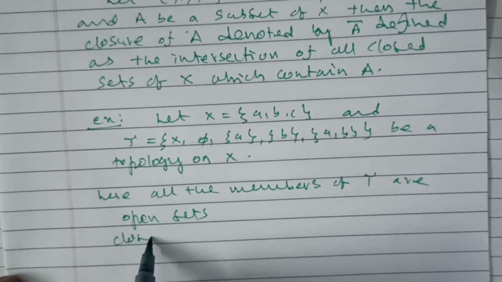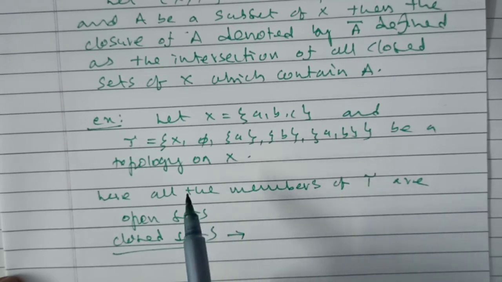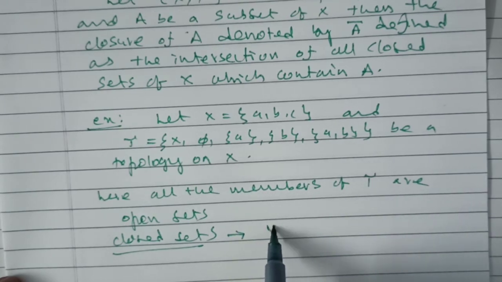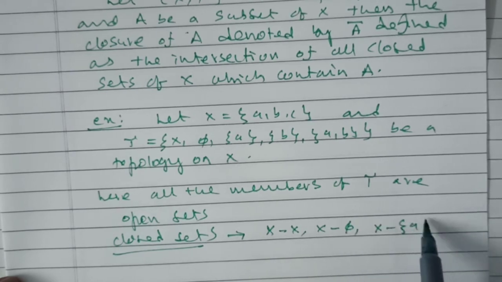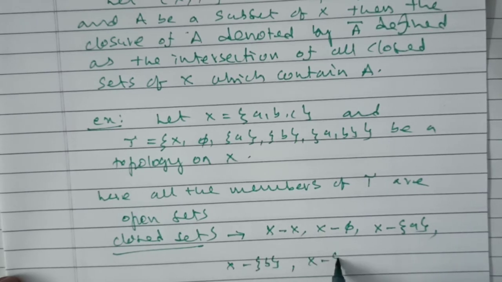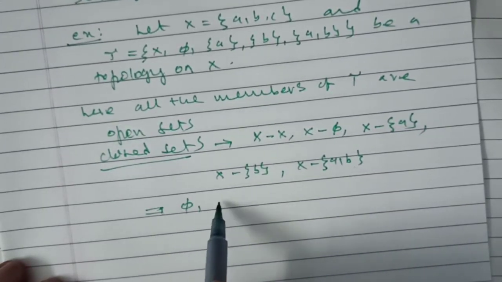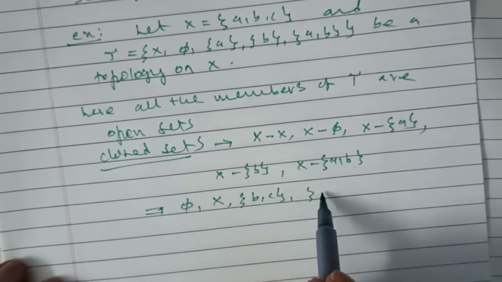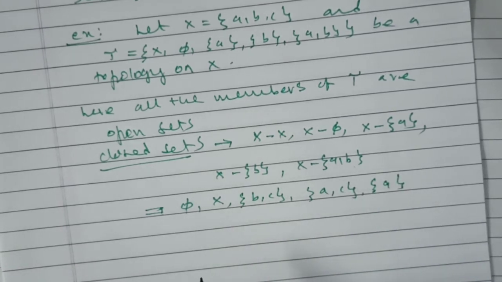Next, closed sets. So subtracting from X, because this is the universal set, subtracting from that: X minus X comma X minus phi comma X minus set of A comma X minus set of B comma X minus set of A, B implies phi comma X comma set of B comma C comma set of A comma C comma set of A. So these are all the closed sets.